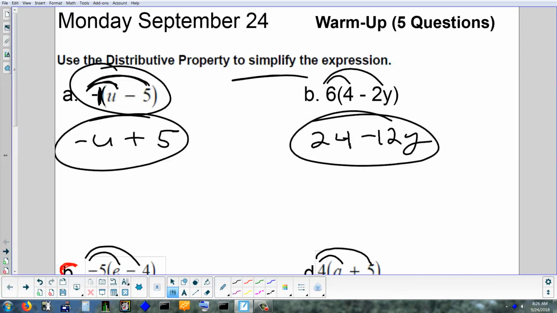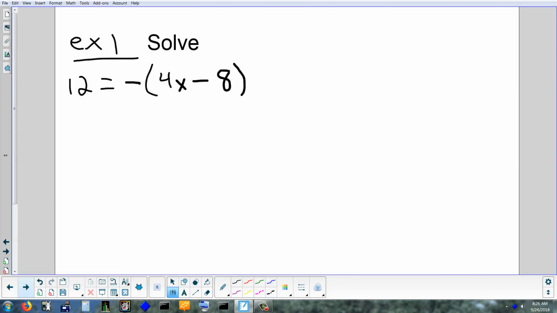Yeah, Mary? There's no equal sign in the warm-up. There's an equal sign here. So whenever you see the equal sign, that means to solve. Okay, so let's go through our steps.